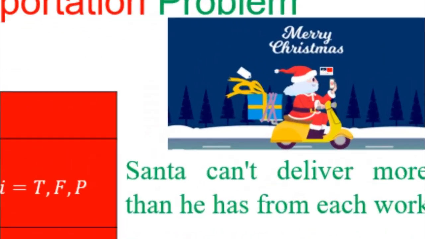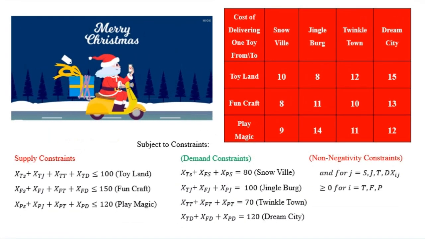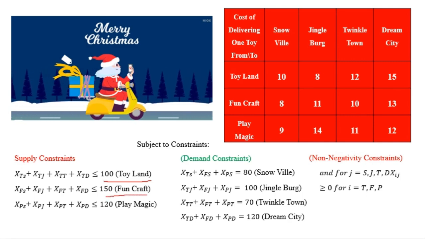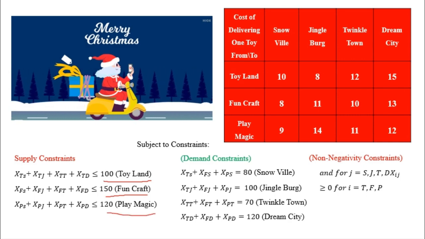Now let's see how. I think I have already written it over here, so I'll just use this. If you want to refer to it, you can refer to the previous slide. I think it was slide number 6. In that we have specified the quantity associated with the first workshop, that is Toyland. We are supplying 100 toys from that workshop, 150 toys from the Fun Park workshop, and 120 toys from the Play Magic workshop. These are the supplied quantities from the respective workshops.